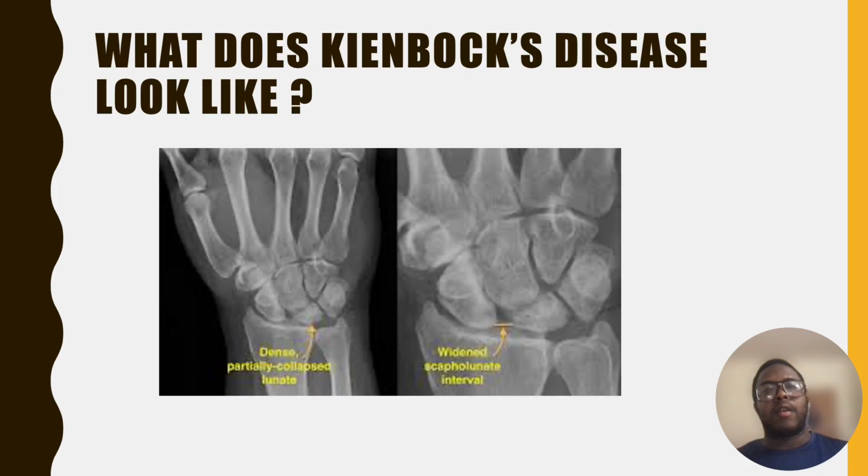Again, this is how it looks. In this case, it shows the displacement of the scaphoid bone and the lunate bone. We see a dense, sclerosed lunate. The lunate is not displaced yet, but it is still in the early stage. But here, after the later stages, the scapholunate interval is now widened.